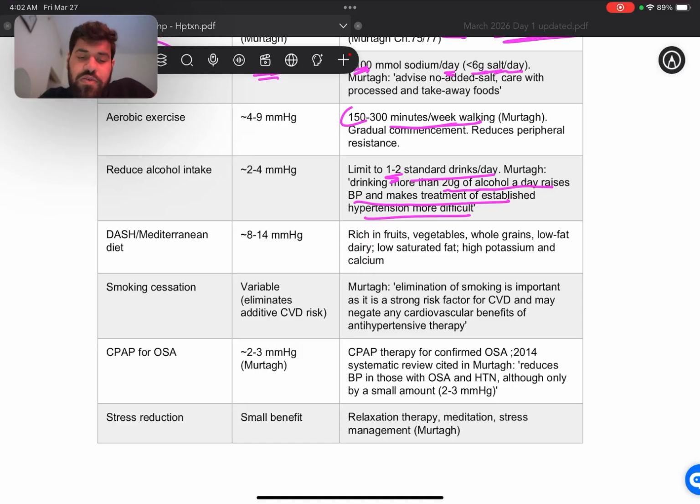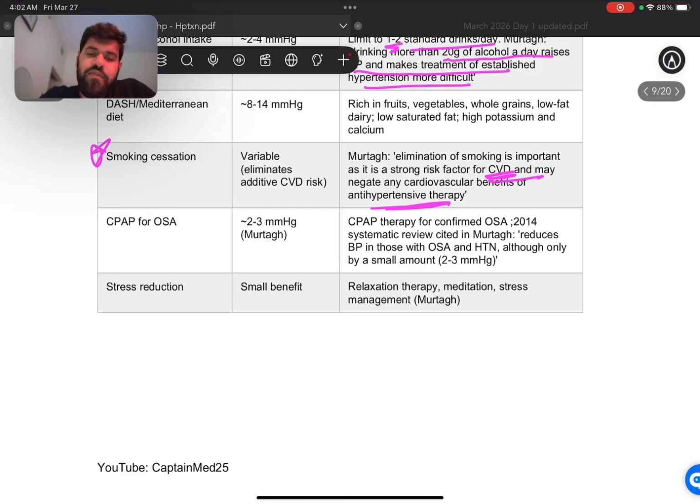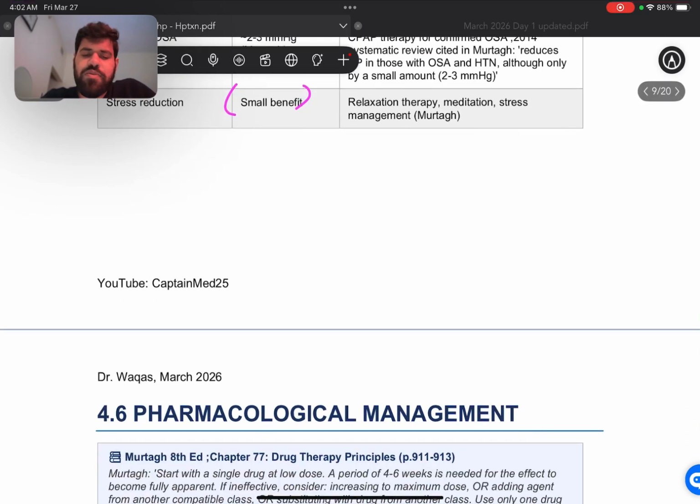Then, obviously most important, smoking cessation. Elimination of smoking is important as it is a strong risk for CVD, and it may negate any cardiovascular benefits of antihypertensive therapy. CPAP for OSA is confirmed to reduce BP in those with OSA and hypertension, even if by small amounts, so we have to stack those lifestyle changes to get the best reduction in BP. Now, the final one we have is stress reduction. We don't know how much it benefits, so we just consider it a small benefit. So relaxation therapy, meditation, stress management, etc.